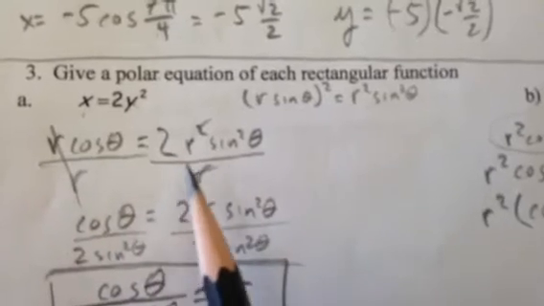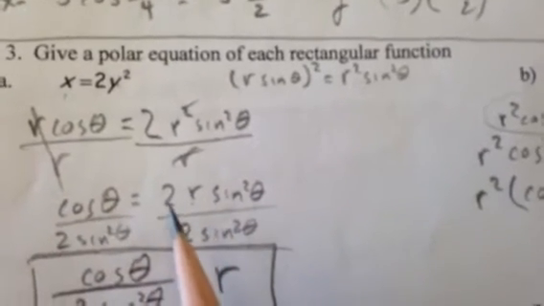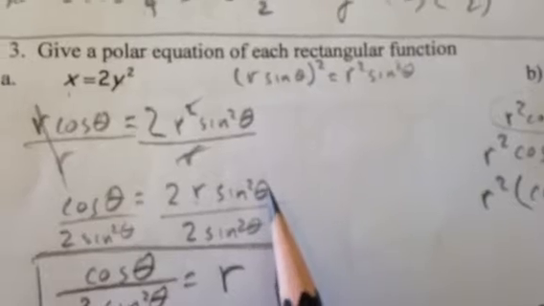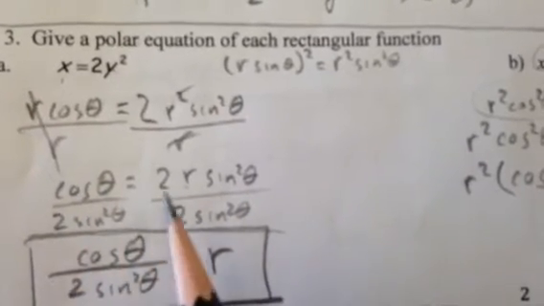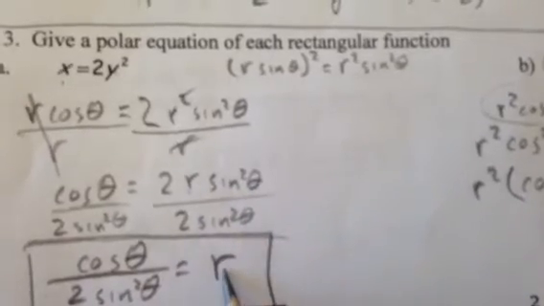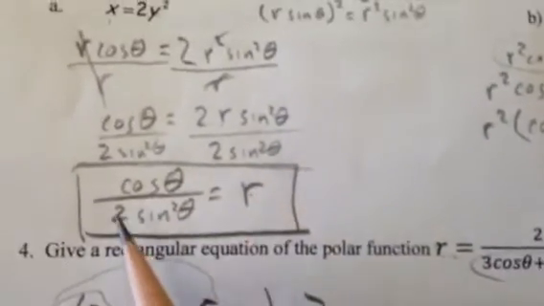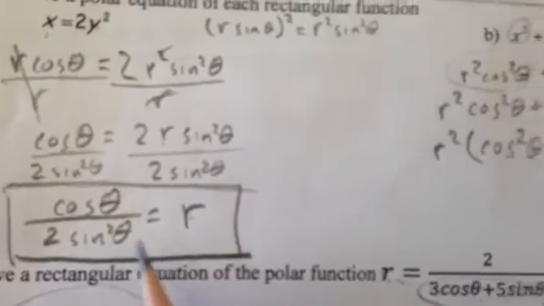I divide everything by r at first, and that gives me just 2r sine squared on the right, cosine theta on the left, and I'm going to divide both sides by 2 sine squared to leave my r all by itself, and there's my equation, r equals cosine theta over 2 sine squared theta.